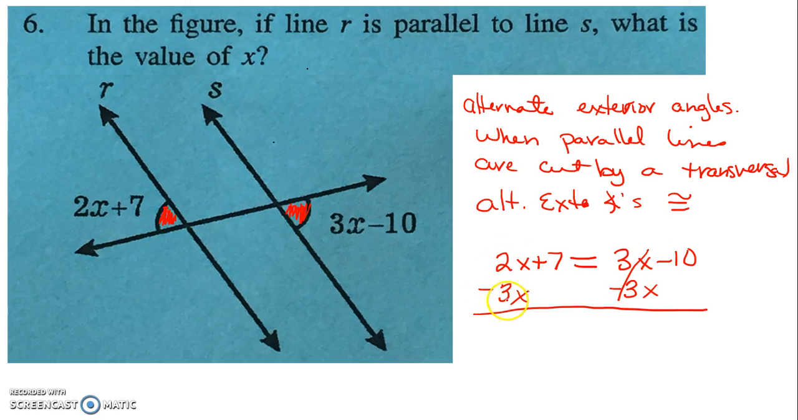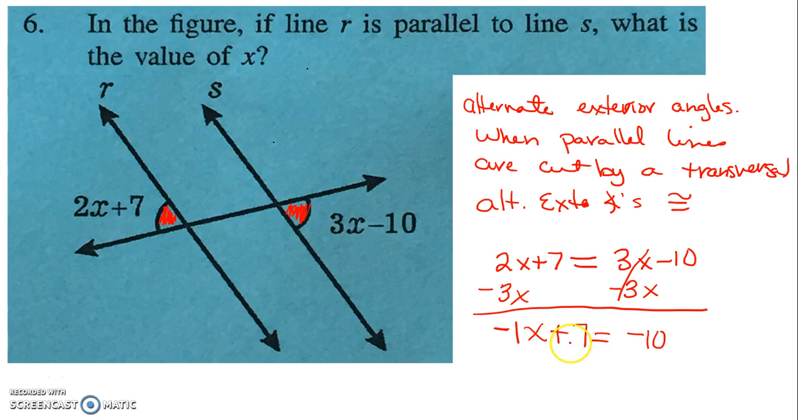2x minus 3x. Signs are different, find the difference. The difference between 3 and 2 is 1. What do I have more of? I have 3 negatives, only 2 positives. I have more negatives. So this will be negative 1, keeping my x. Negative 1x plus 7 equals, when I look at this side of the equation, what am I left with? I'm left with negative 10.